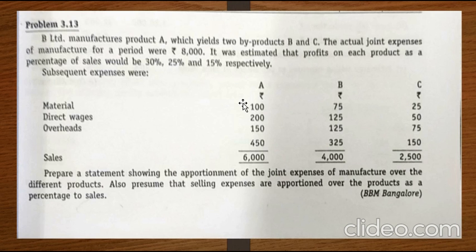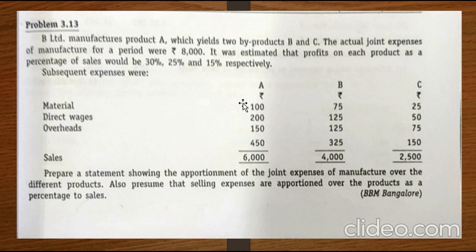Prepare a statement showing the apportionment of joint expenses of manufacture over different products. Also assume that selling expenses are apportioned over the products as a percentage of sales. So they have asked us to prepare a statement showing the apportionment of joint expenses.